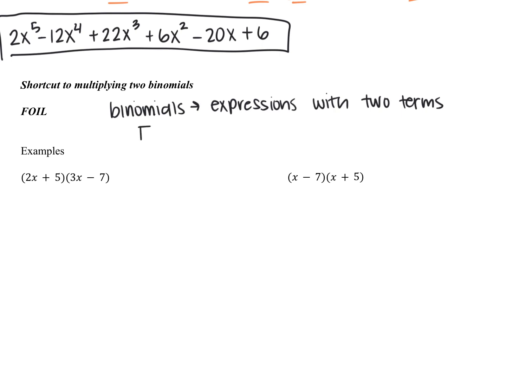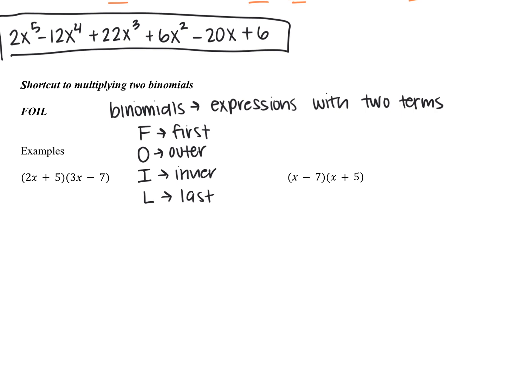So the F stands for first, the O stands for outer, the I stands for inner, and then the L stands for last. So it basically tells you which terms to multiply. I don't use it a whole lot because I like to refer to it as distribute, which is basically what FOIL is telling you to do, is to distribute. So let's just do a couple examples.